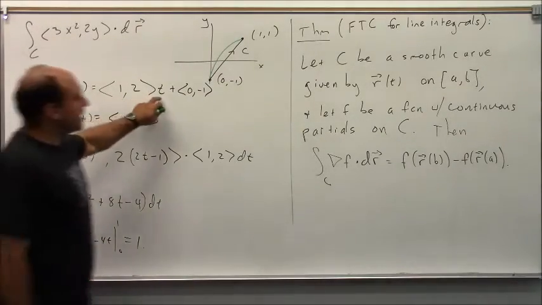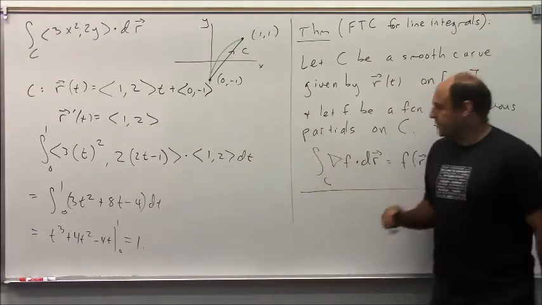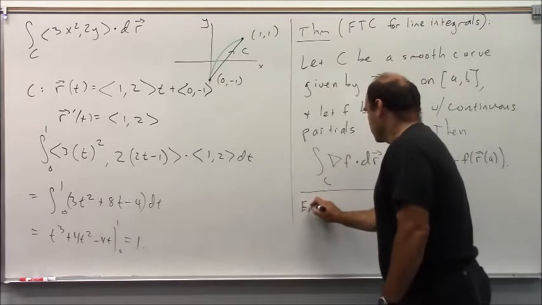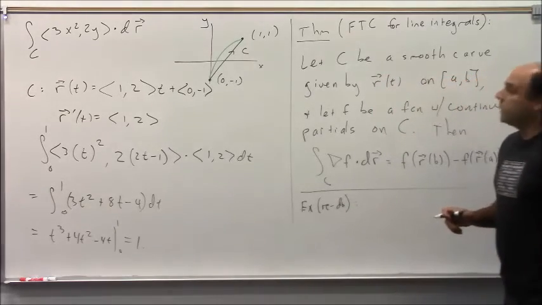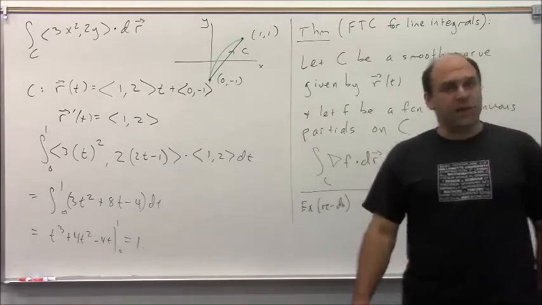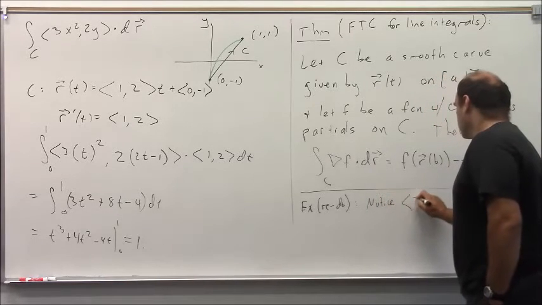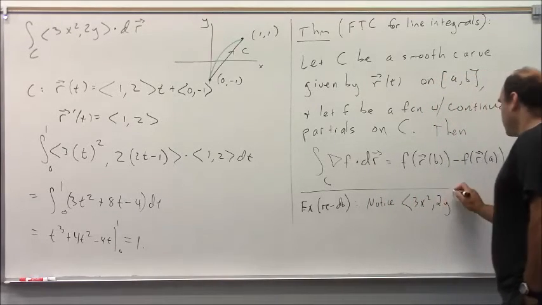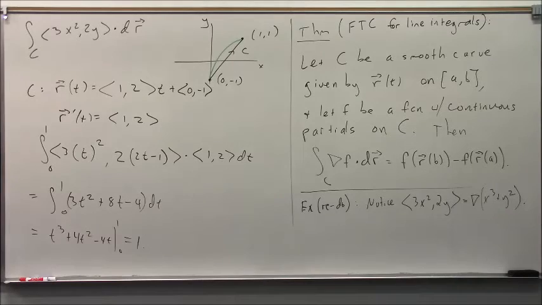So let's revisit this example now with this theorem in mind. Example, redo. All right, I need to show that my vector field there, 3x squared comma 2y, is the gradient of something. So notice that 3x squared comma 2y is the gradient of the function x cubed plus y squared. If I take the gradient of that, I will get 3x squared comma 2y.